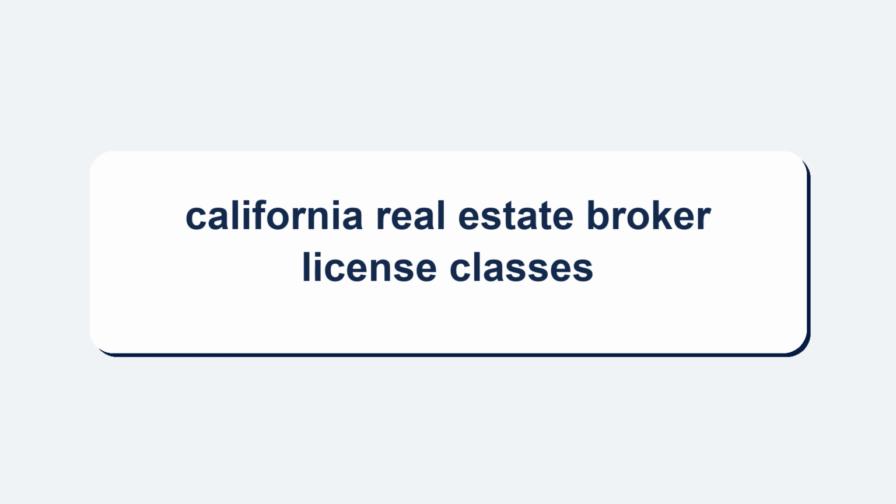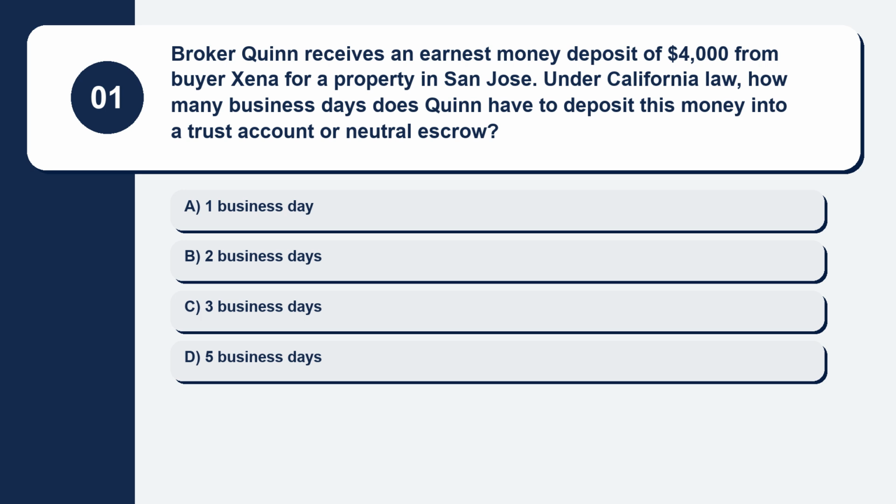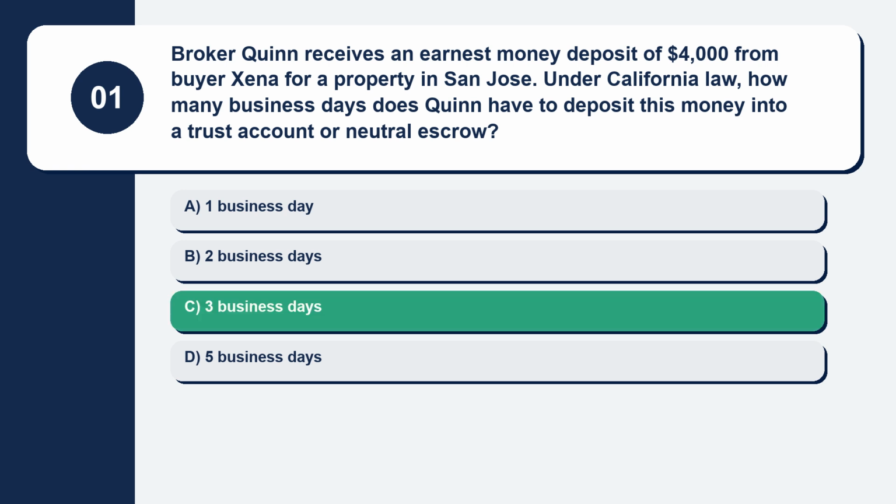Let's begin. Question 1. Broker Quinn receives an earnest money deposit of $4,000 from buyer Zena for a property in San Jose. Under California law, how many business days does Quinn have to deposit this money into a trust account or neutral escrow? Here are your options. Option A, 1 business day. Option B, 2 business days. Option C, 3 business days. Option D, 5 business days. The correct answer is option C, 3 business days.